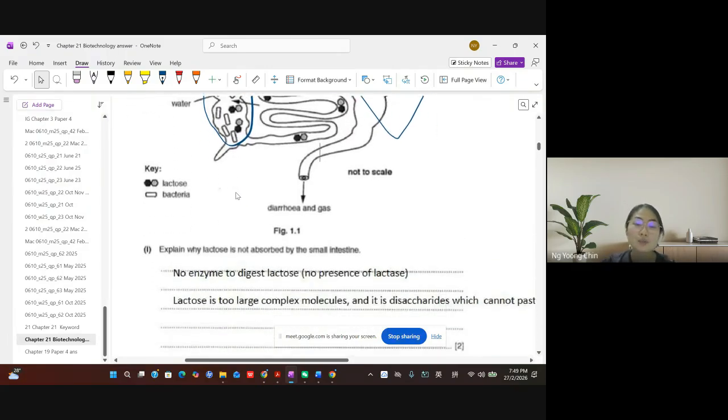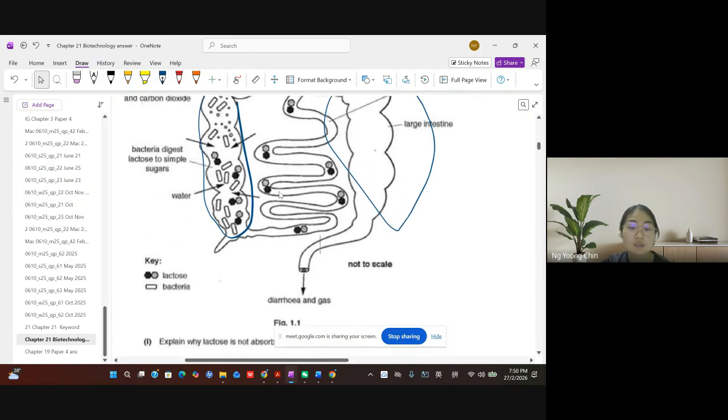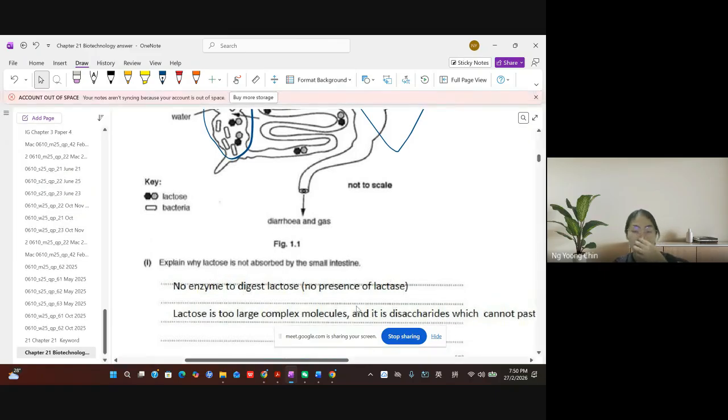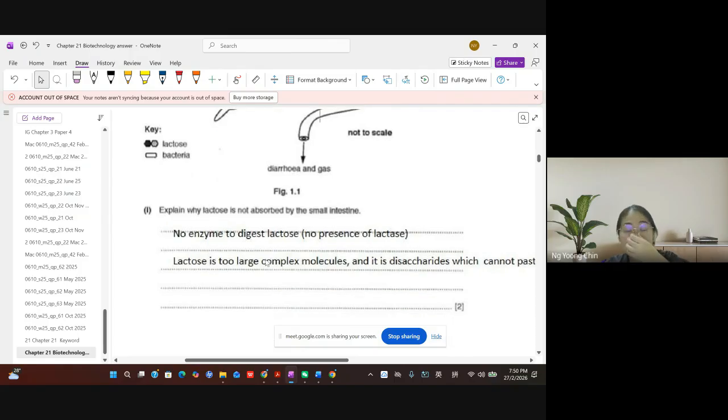So explain why the lactose is not being absorbed by the small intestine. Oh, okay. So do you know why the lactose is not being absorbed? It's because lactose is a disaccharide, which is a bit large in particle size. So that's why it cannot pass through the intestinal villi. Because the intestinal villi only absorb monomers, which is glucose. So that's why you are required enzyme.